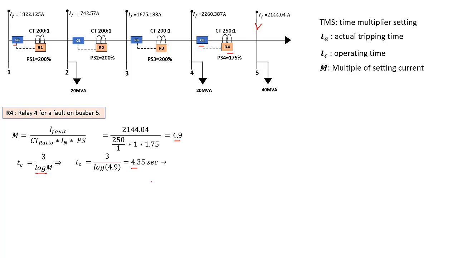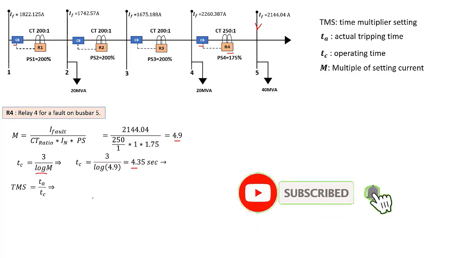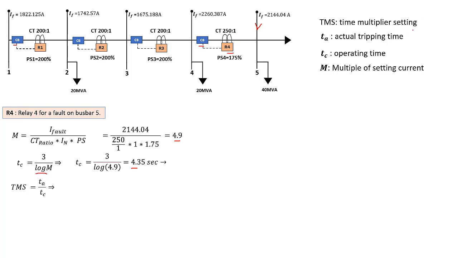We move on. The next thing to calculate is your TMS, that is your time multiplier setting, and that is given by the formula TA divided by TC. But then we don't have TA. Where do we get TA, the actual tripping time? How do we decide what is the actual tripping time for R4 for a fault on Busbar 5? Now there is a standard discrimination value that is equal to 0.4 seconds.